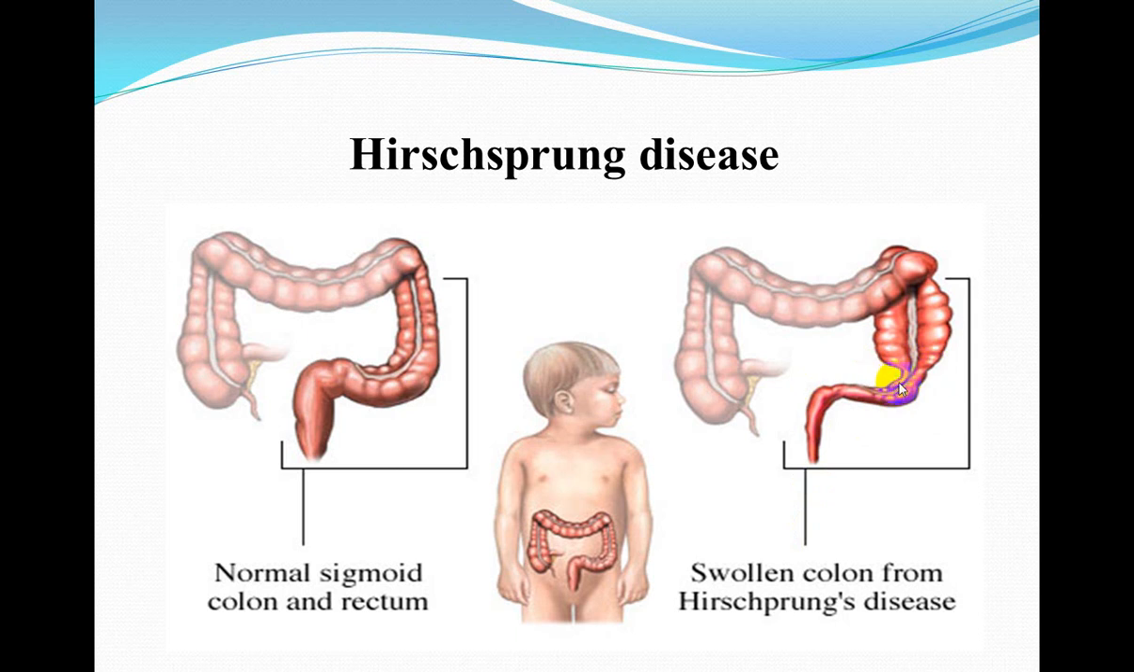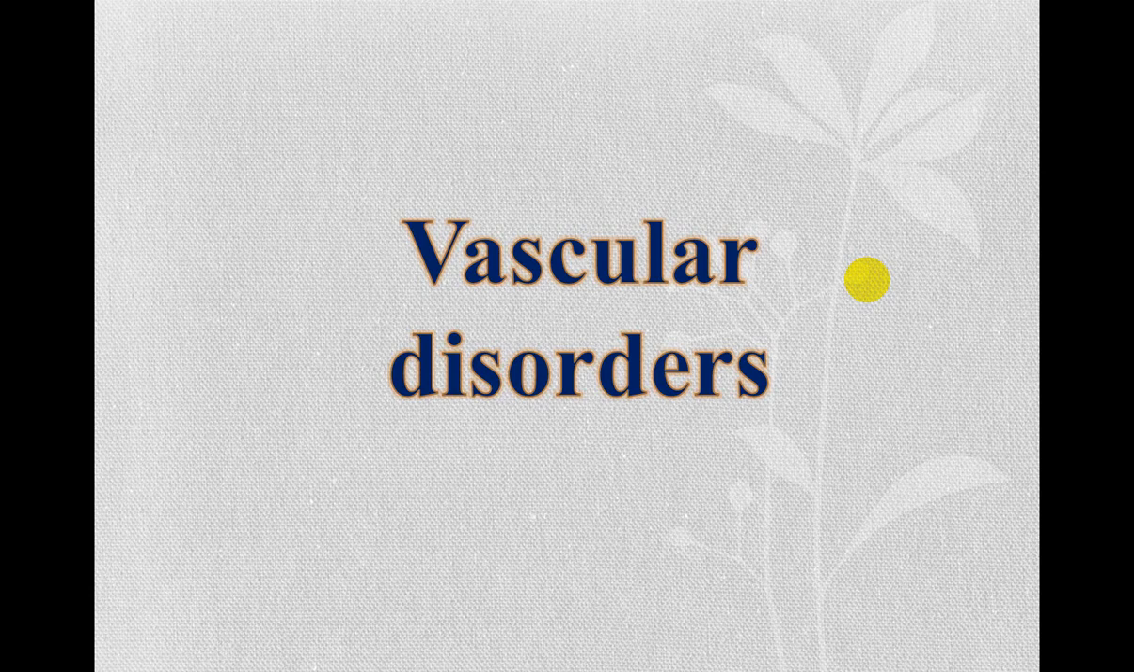This will produce a functional obstruction with resultant accumulation of the ingesta on this side of the colon. This is known as congenital megacolon, because it results in dilation of the colonic segment prior to the site of obstruction. That's all about the congenital anomalies of the small and large intestine.